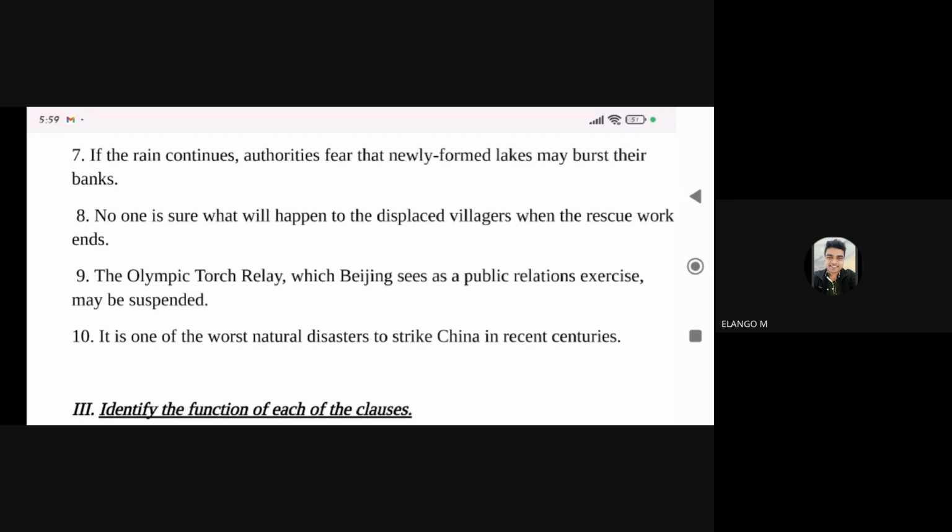Okay, yes, it does have. You should have mentioned it: to strike China in recent centuries. So it is one of the worst natural disasters. You could have stopped there, but then you have added to strike China in recent centuries. This is again a subordinate clause, because it does not give the complete sense. So to strike China in recent centuries, that would be your subordinate clause.